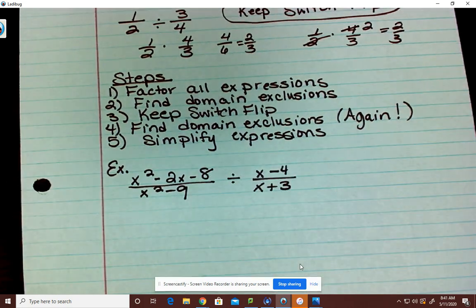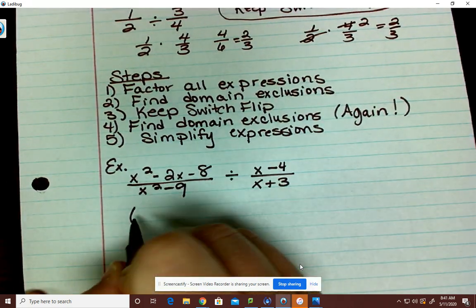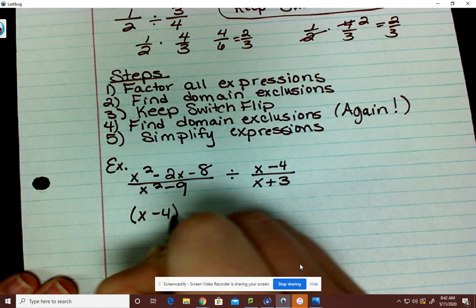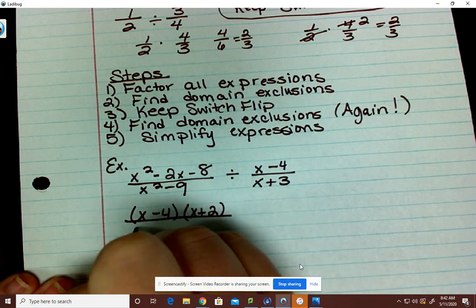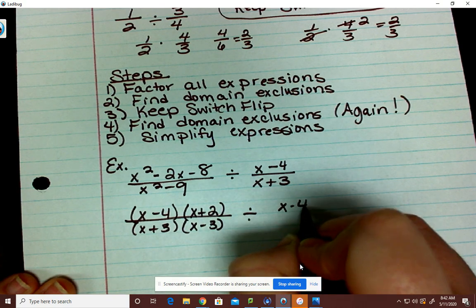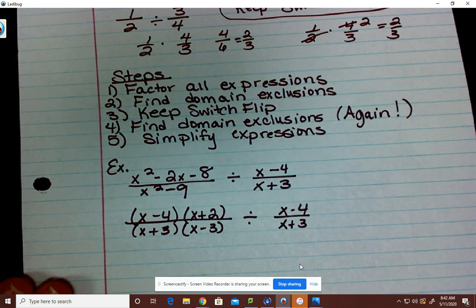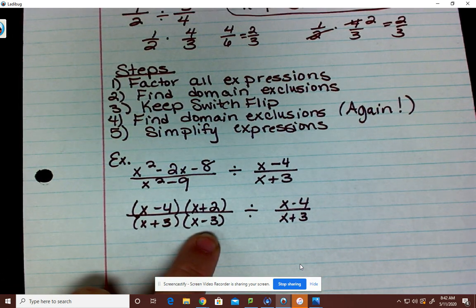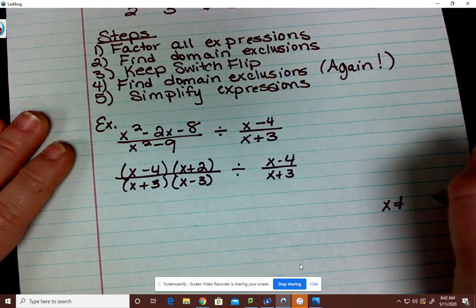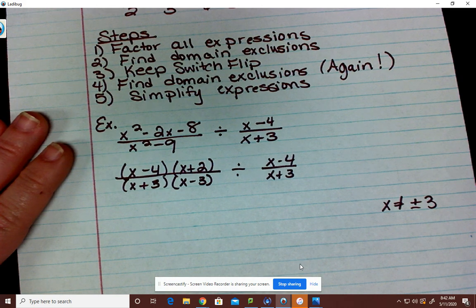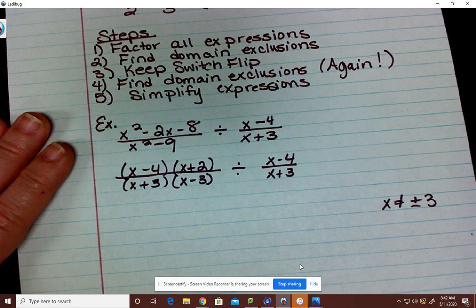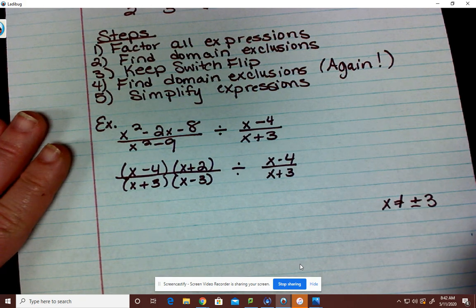So here, reverse FOIL. So multiplies to -8 and adds to -2 is going to be -4 and 2. X squared minus 9 is a difference of squares. And these won't factor. All right, so I go ahead and find my domain exclusion. So -3 and +3. That's -3 again. So I'm going to go over here to the side out of the way and put the x cannot be plus or minus 3. You must put this. Okay, so if you leave this off, you're leaving off half of what I'm looking for. So you must always put the domain exclusions.